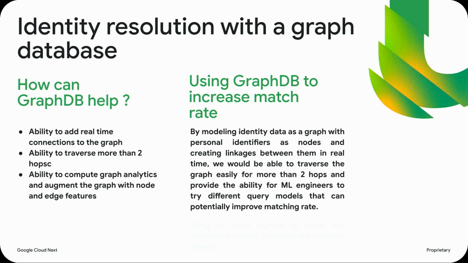So how can graphs help? Graphs have the ability to add real-time connections to the graph, both edges as well as nodes, ability to traverse the node more than 2 hops at scale. Also, we're able to compute graph analytics on top of it, multiple algorithms like PageRank, that we can then augment the graph with node and edge features. So by modeling the identity data as a graph where the personal identifiers I mentioned, like hashed email, cookies as nodes, and the relationship between them as edges, we're able to traverse the graph more than 2 hops at scale. We're also able to give our ML engineers the ability to run different query models to improve our match rate.